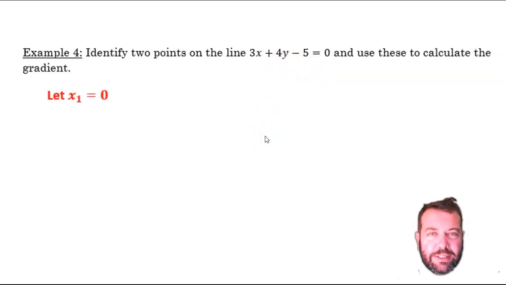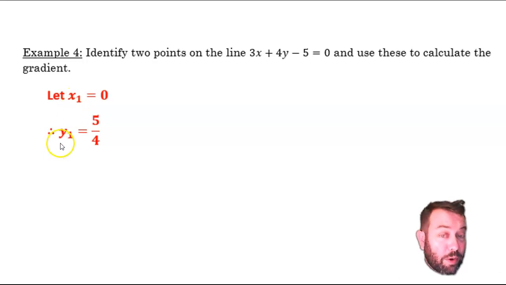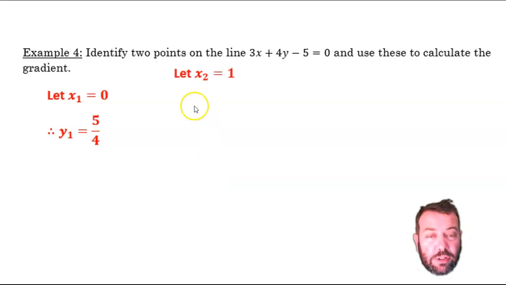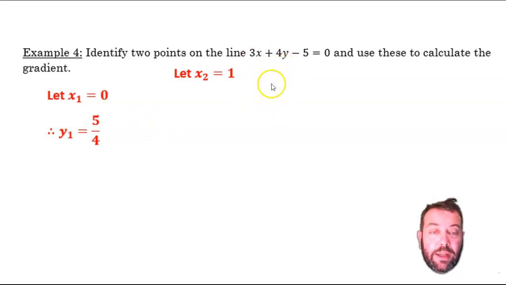I'm going to choose the 2 easiest ones I could think of. Let x equal 0. So we have 3 lots of 0 plus 4y minus 5 equals 0 means 4y equals 5 means y equals 5 over 4. In fact, I'm going to say that's x1 and y1. Now the next x value I'm going to choose to substitute in, you could choose whatever you like, but I'm going to choose x2 equals 1, because that's pretty easy to calculate. So we substitute 1 in there. As I say, you could put 2, you could put negative 3, you could put anything from the domain in there at all. I'm choosing easy numbers, 0 and 1.